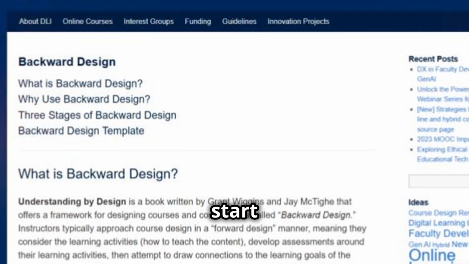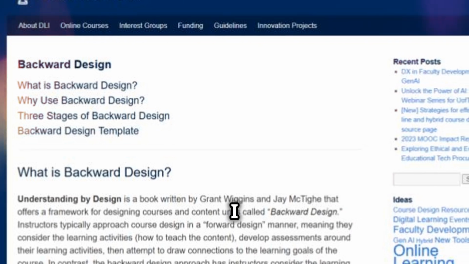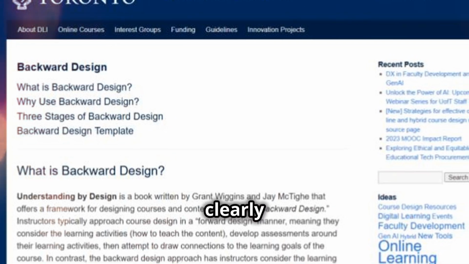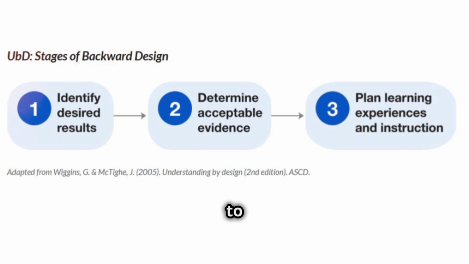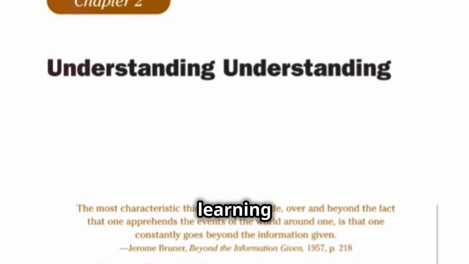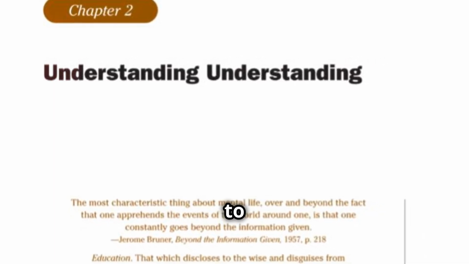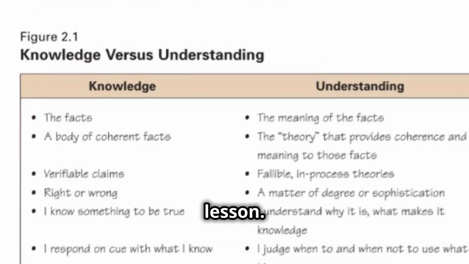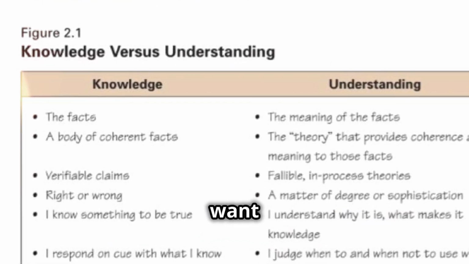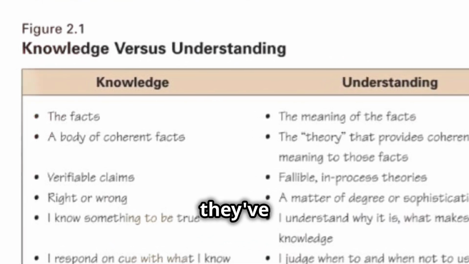Backward design means start with the end in mind. I realized that my planning lacked clearly defined goals. I needed to shift my perspective and put learning outcomes first. This meant understanding what I wanted my students to achieve by the end of each lesson. I started asking, what do I want my students to learn and how will I know they've learned it?